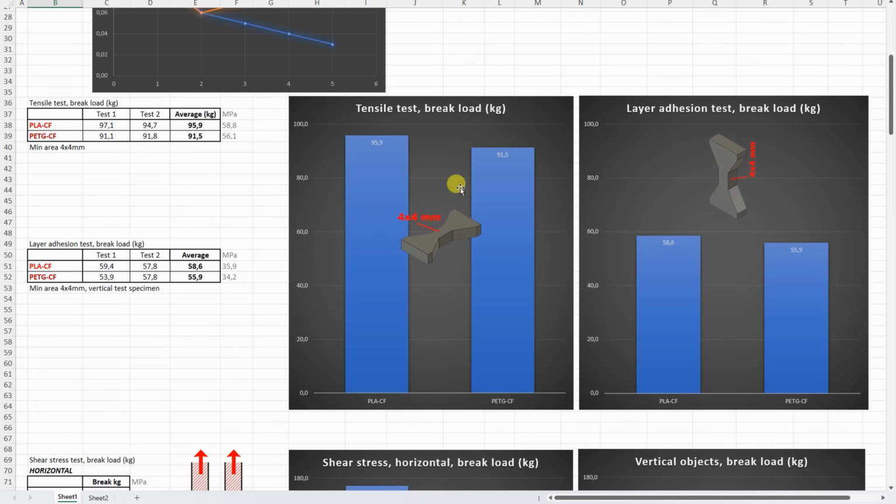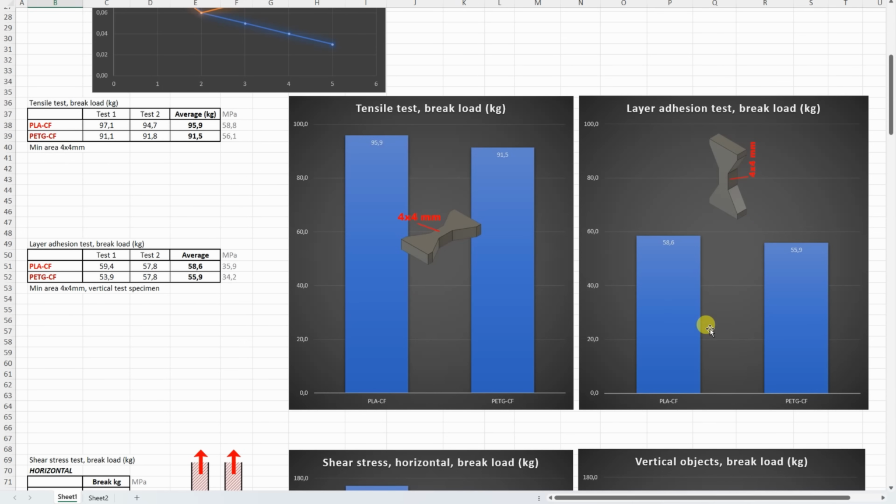Tensile test, and here we can see that there is no big difference. For the PLA, this is average value compared to the regular PLA. For PETG, this is better than the average regular PETG. And these layer adhesion are really great, especially for this PETG, because this is also reinforced with carbon fibers too.